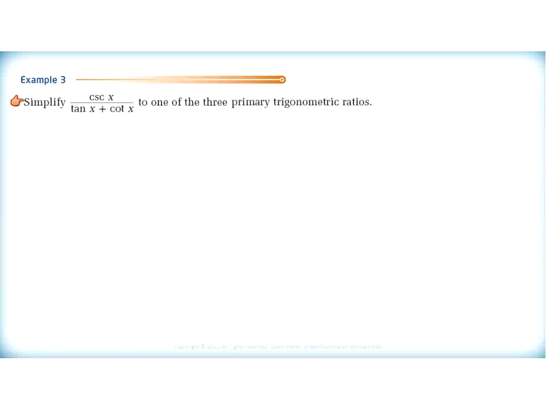Next example, simplify this expression to one of the three primary trig ratios. So I want to write this one as a primary trig ratio, which is sine, cosine, or tan. So let's see if we can do that. Again, I'm going to write everything back in terms of sine and cosine. Cosecant is 1 over sine. Tan is sine over cosine. Cotan is cosine over sine.